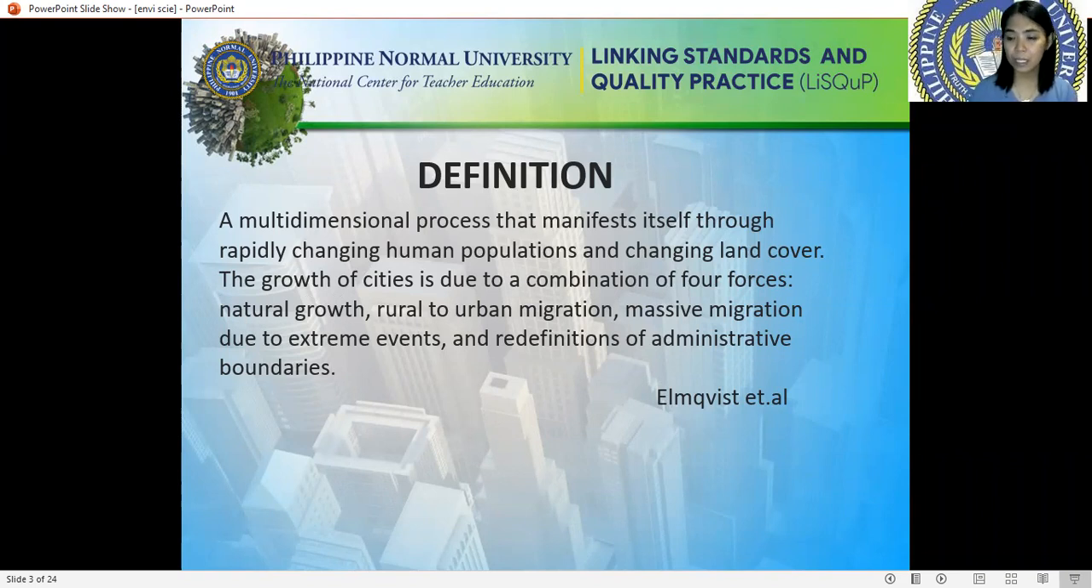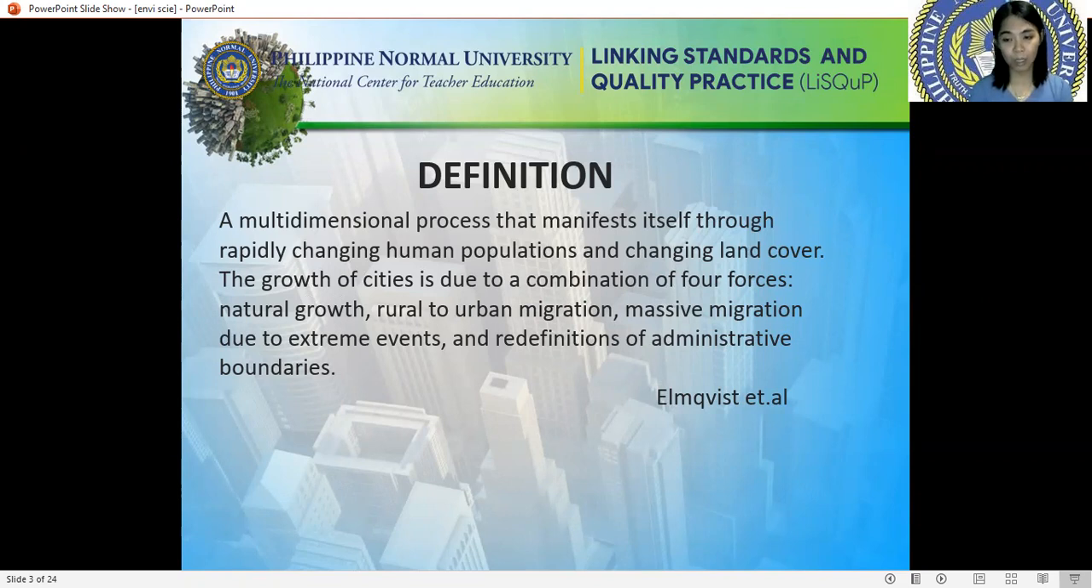The first one is natural growth. Since humans naturally give birth, they procreate, meaning procreation is a factor for population increase. And then the second one is migration. From rural areas going to urban areas, they migrate. There are many reasons why people migrate from rural to urban.